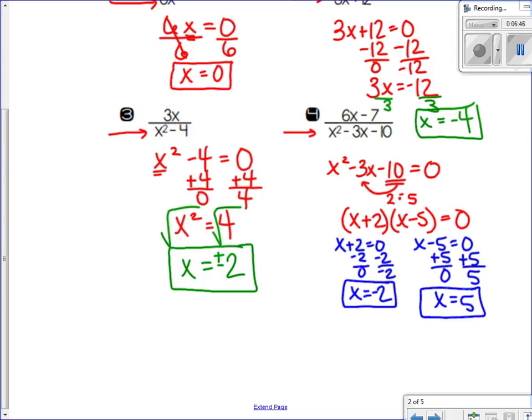Those are my excluded values. Remember, excluded values are any number that would make the denominator equal to 0 because, as a rule, you cannot divide by 0. When we start graphing, you'll learn that these excluded values are actually what's called asymptotes, which means it's a place that the graph never is going to touch.